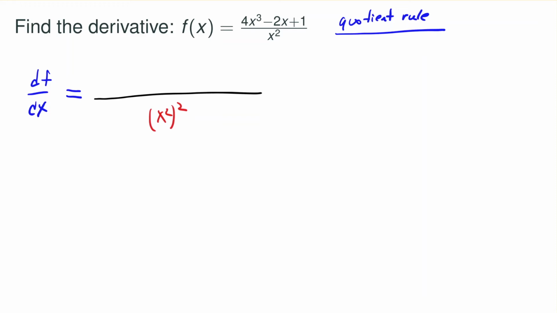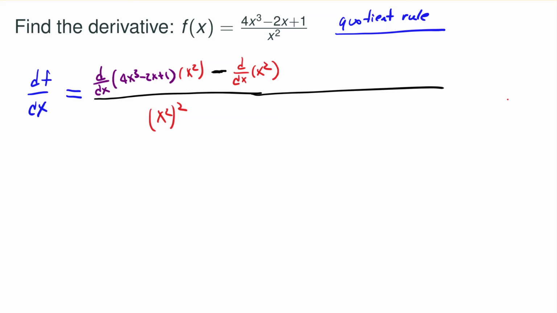Over, now derivative of top function. So top function, let me write this. Derivative of top function, 4x cubed minus 2x plus 1. Multiply by just bottom function itself, which is x squared. Minus, not plus, minus, now derivative of bottom function, with respect to x squared. Multiply by just top function, like this.